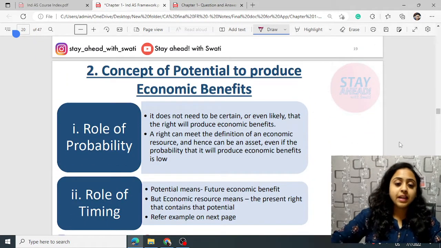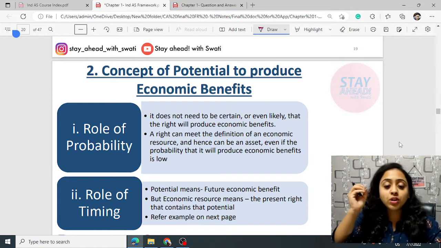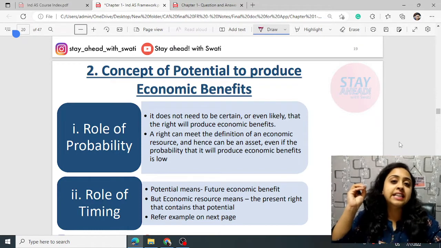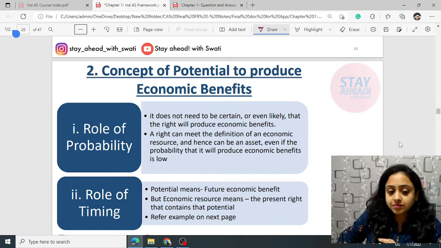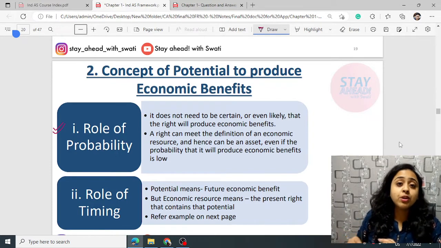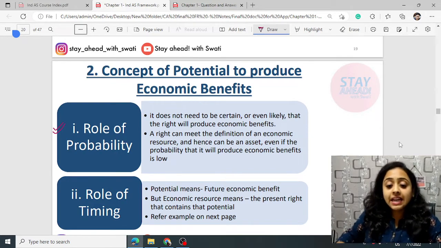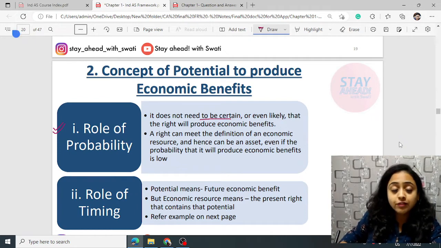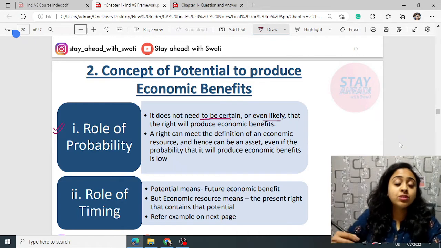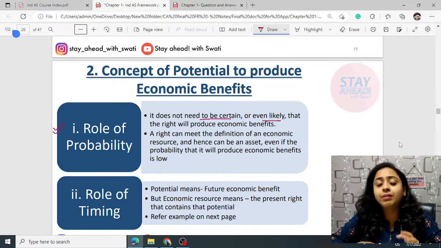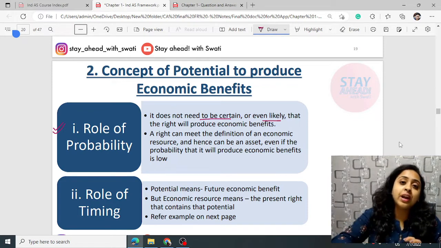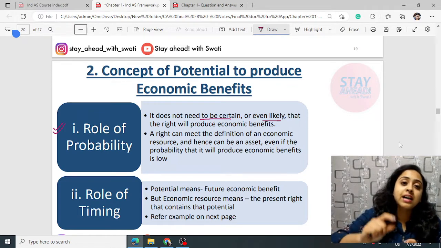Okay. Next concept of potential to produce economic benefits. This is the next key aspect of the asset. Role of probability. See, this is very important because questions come on this. It does not need to be certain, fully certain. No, not even likely, that mostly it should receive it. Okay, even if there is low probability, still it will be considered as your right, still it will be considered as your asset.